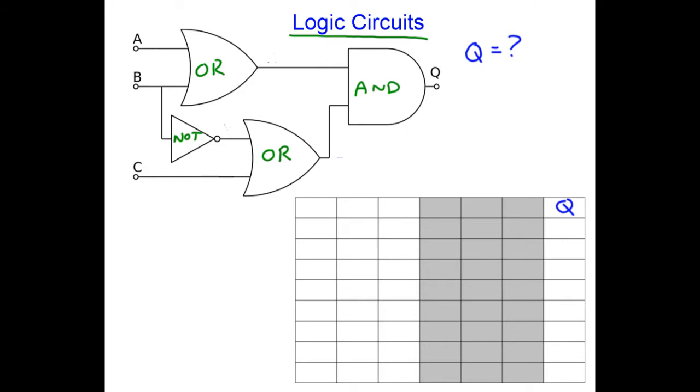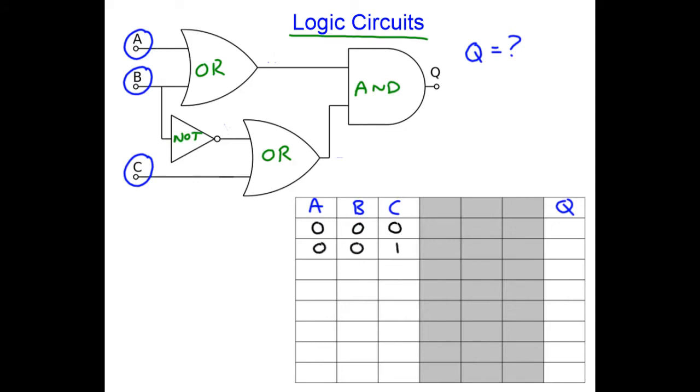So I've got Q written in the last column of my truth table. What I need to do is identify the inputs as A, B and C, and write those in the first columns of my truth table. Now I'm going to write down all the possible combinations of A, B and C, and it's important to do them in the right order. So we start off with 0, 0, 0. It makes it easier for other people to read if we all agree on the same order.